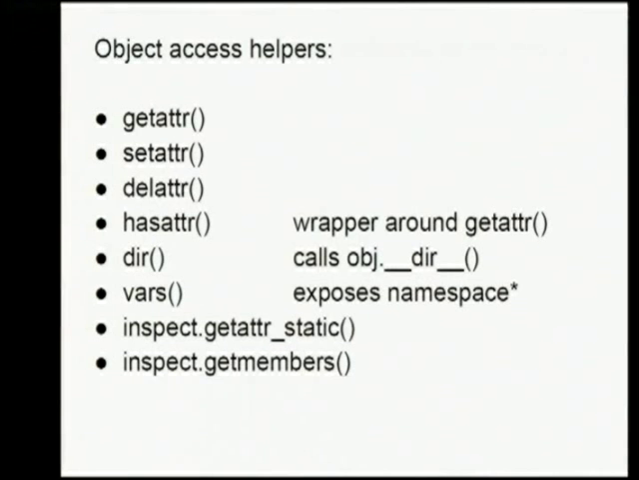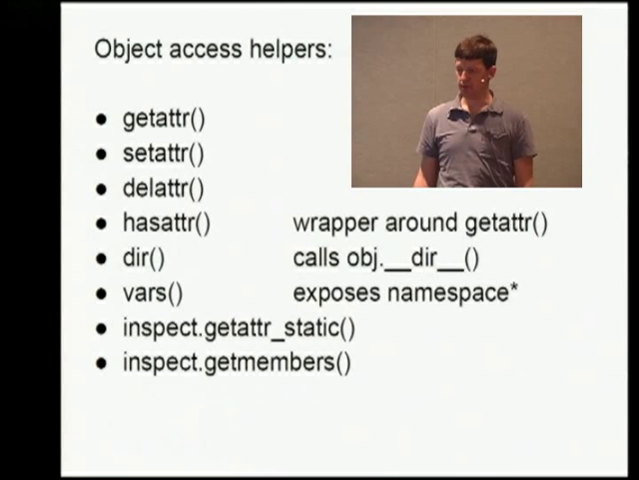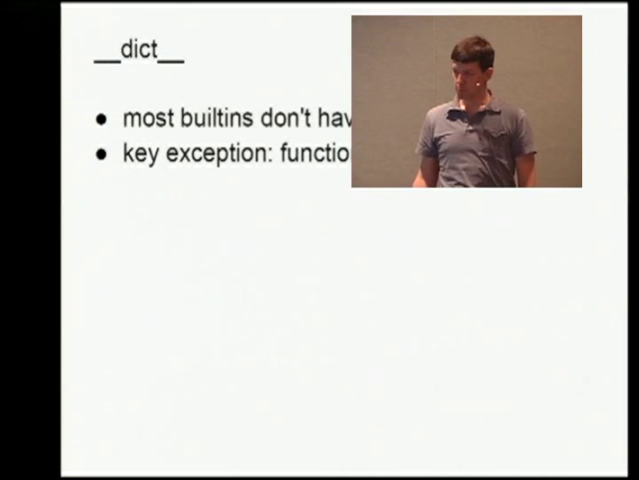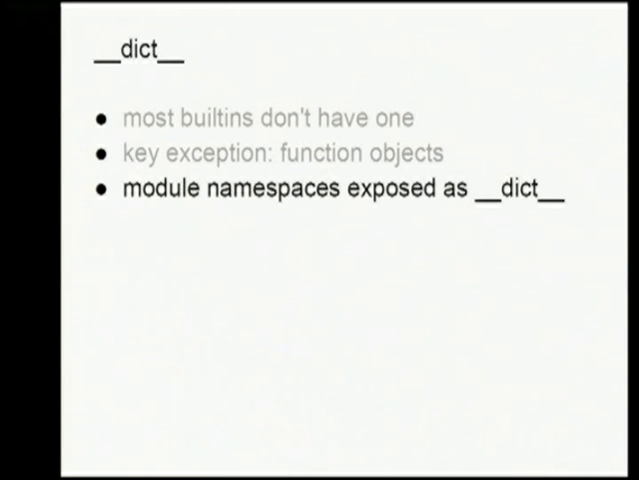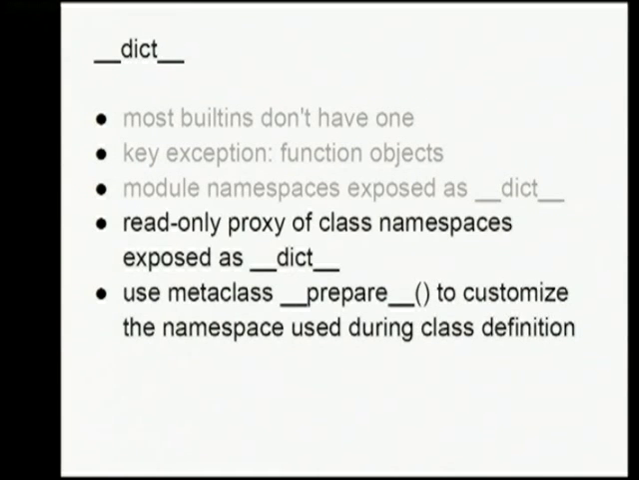So what's nice is Python provides a whole bunch of different helpers that let you deal with object namespaces. One interesting one is the vars built-in. What it does is, if your object has a dunder dict and you pass it in, then it'll expose that for you. Now, most of the built-ins don't have a dunder dict because they don't need one. Function objects do. Module namespaces are also exposed as dunder dict, and class namespaces are exposed via dunder dict, but it's actually a read-only proxy of that namespace. You can mess around with metaclasses to customize that somewhat.